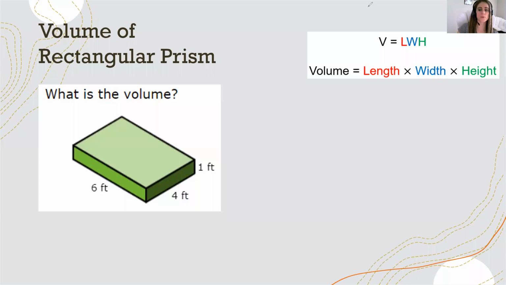All right, next up is volume of a rectangular prism. Here is the awesome thing. When it comes to volume, our formula is the same, which is nice. We can learn one formula and it applies to 2 different shapes, cubes and rectangular prisms.